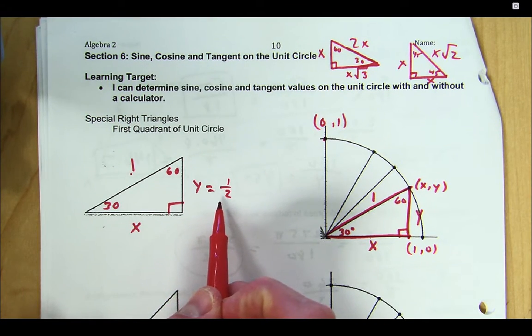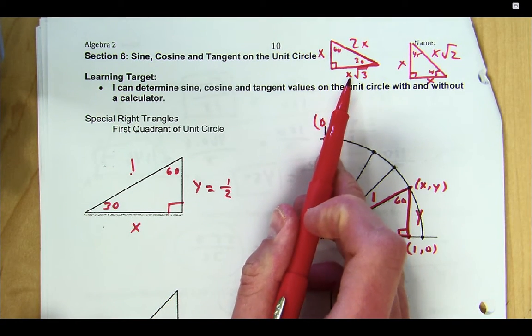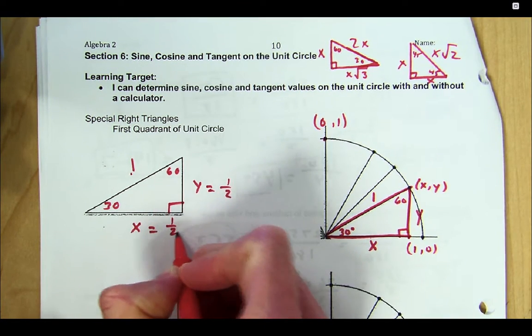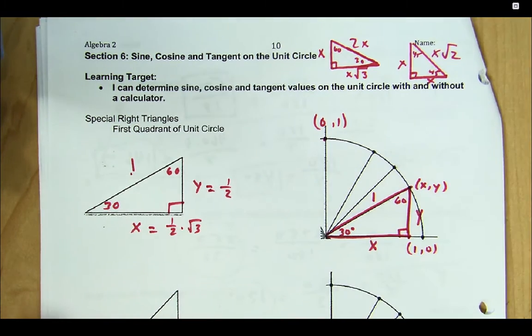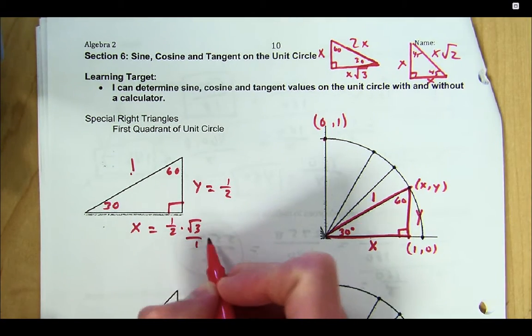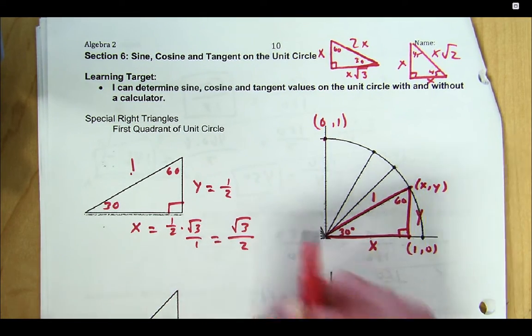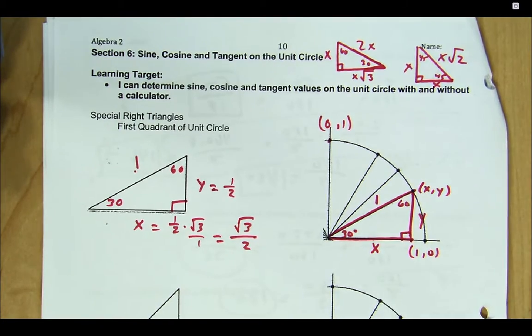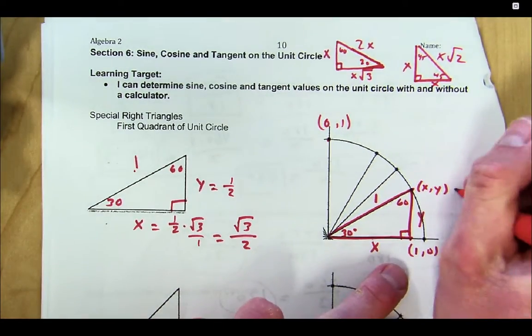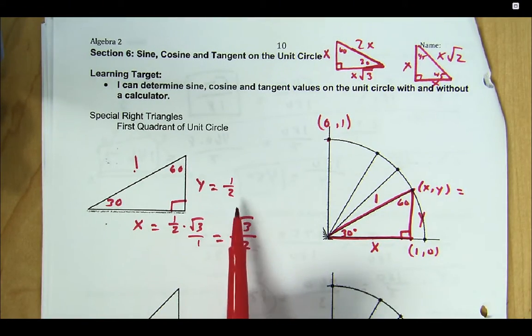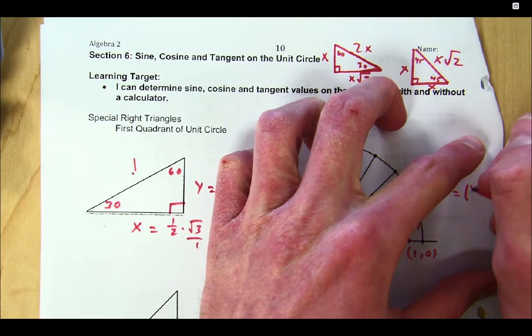And if this is 1/2, this side is whatever x is with a root 3 attached. So this would be 1/2 with a root 3 attached. If you want to think about this as root 3 over 1, you multiply fractions straight across, and typically we're going to think of this as root 3 over 2. So the coordinates here, (x, y), your x was root 3 over 2, and your y was 1/2.